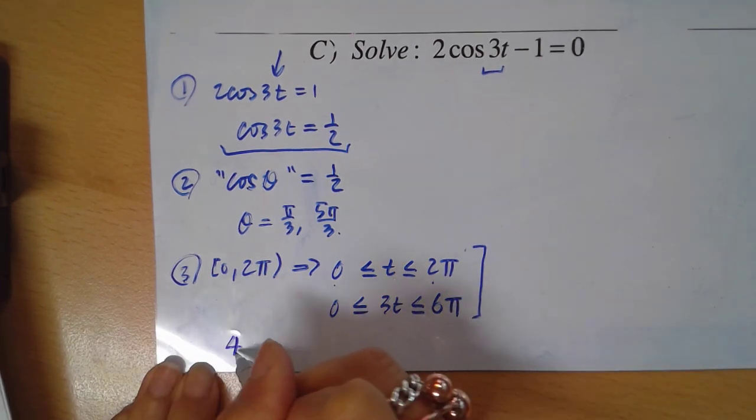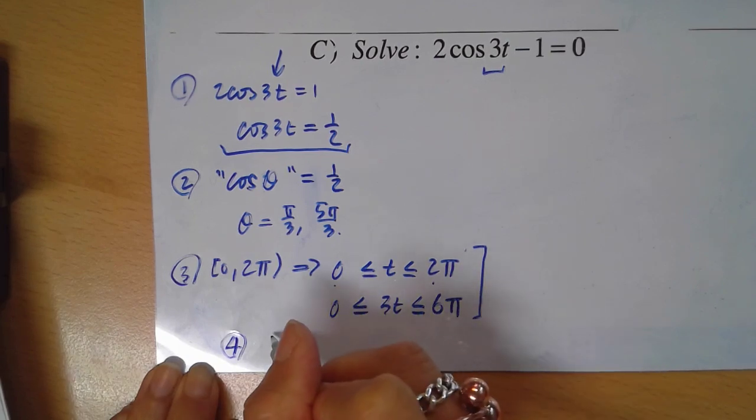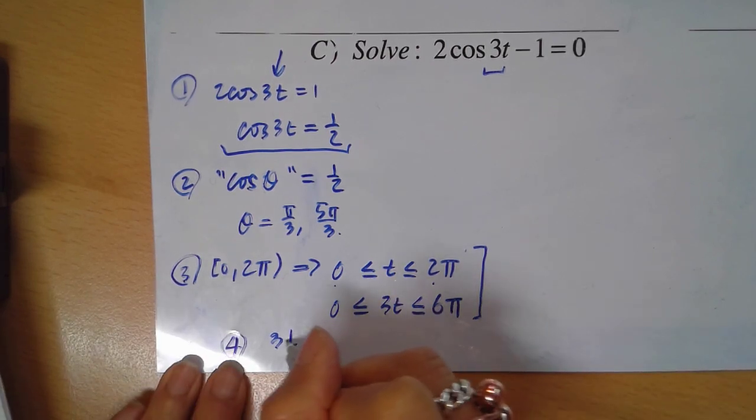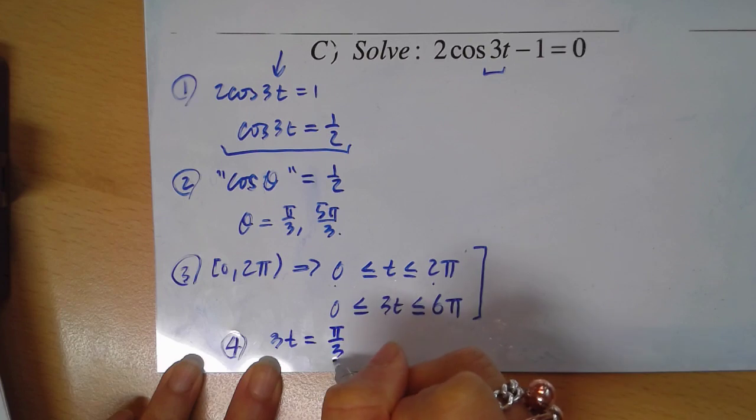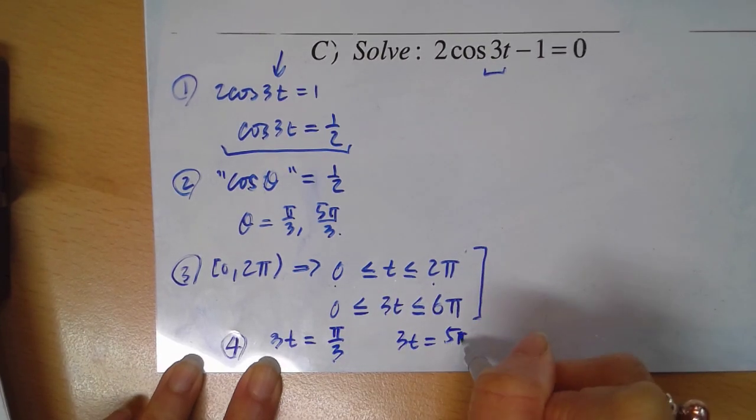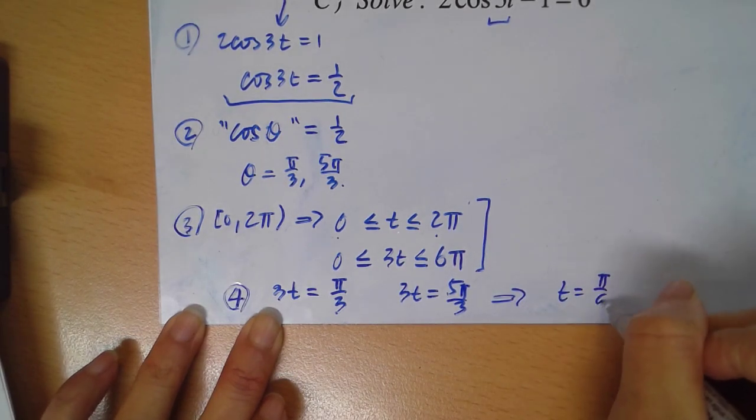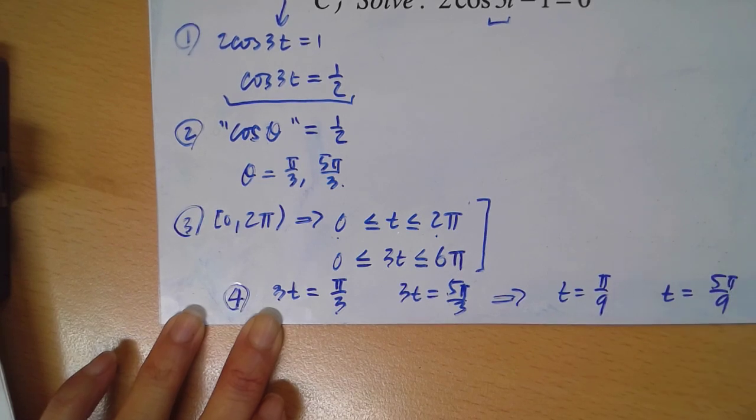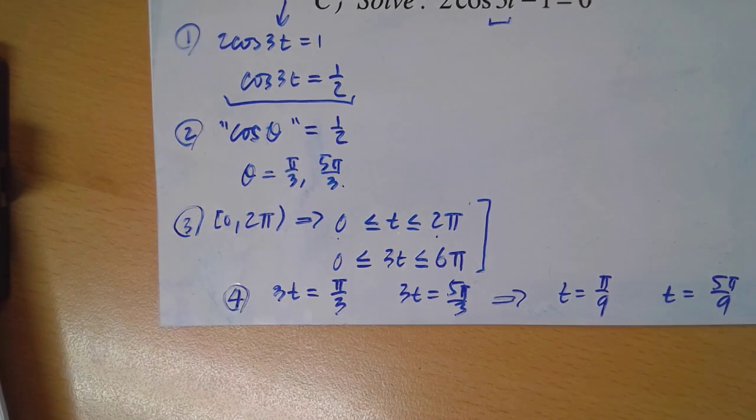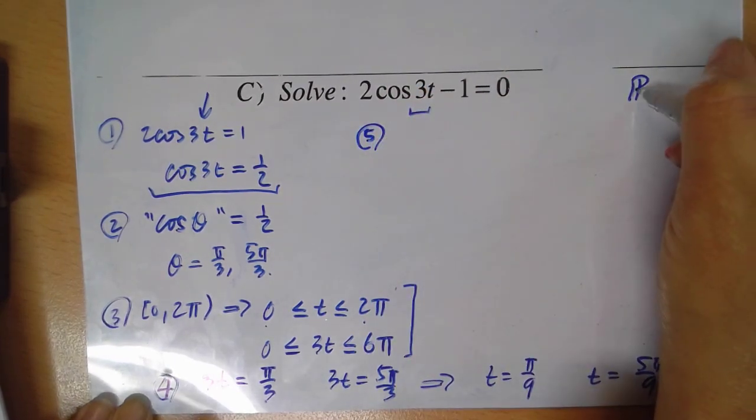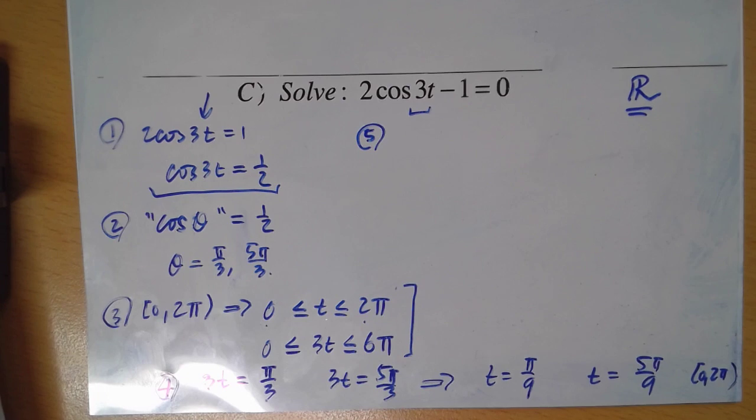So that means we have this. If it was from 0 to 2 pi, 3t is equal to pi over 3, and 3t is equal to 5 pi over 3, right? Which means t would be pi over 9, and t would be 5 pi over 9. So that would be our solution from 0 to 2 pi, and you'd be like, yeah, I'm done, woohoo. But now it's over all real numbers, right? It would happen every pi over 9 and 5 pi over 9.